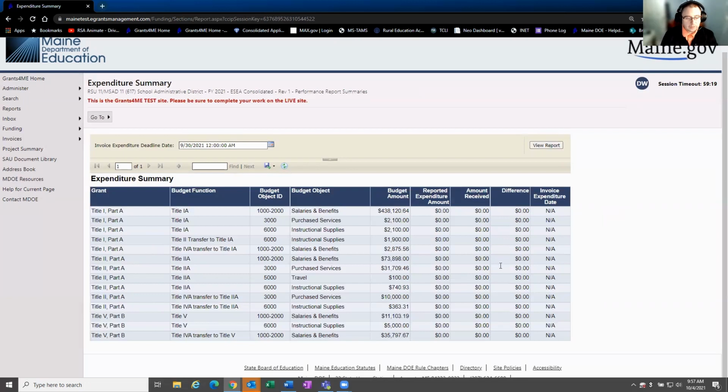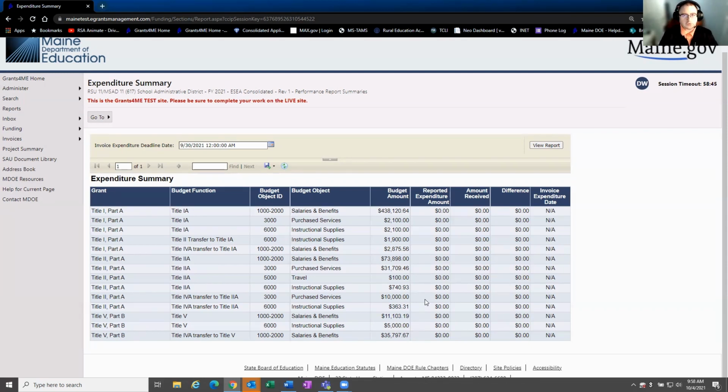So in this case, you see Title 1, transfer to Title 1 from Title 2, transfer to Title 1 from Title 4, some regular Title 2 funds, and some Title 5 funds. If you're a district that had some Title 3 funds, or you didn't transfer all your Title 4, you'd see those lines in there as well. The budgeted amounts are in here. And so once you start populating your performance report with those expenditures, it's going to populate it here. And then again, it's also going to pull in those amounts received from the invoice system.